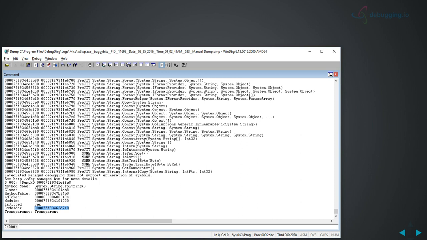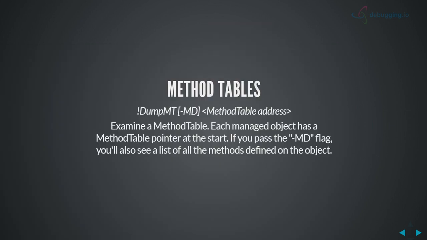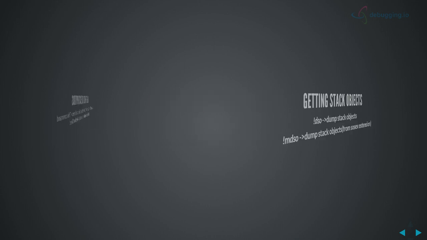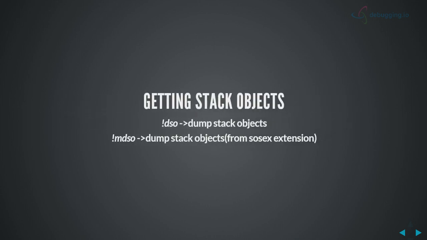So we don't have to remember any of these commands or concepts. You will get used to all these things when you actually do a scenario and then review the scenario. These are the main commands we have in windbg for these exceptions. The next is method description, which we just went through, and next one is getting stack objects.